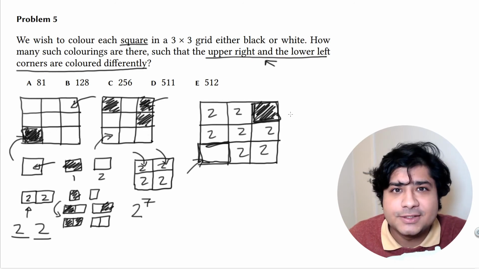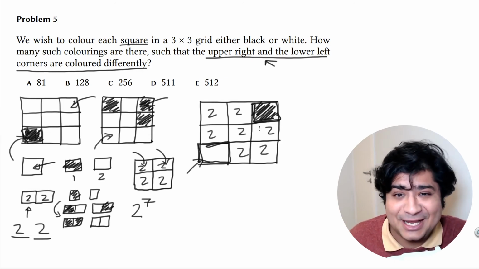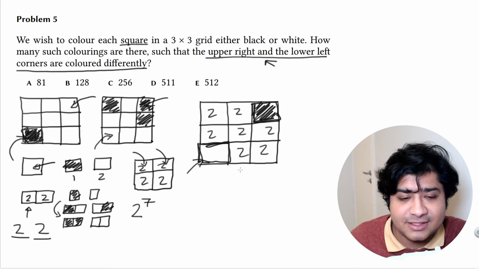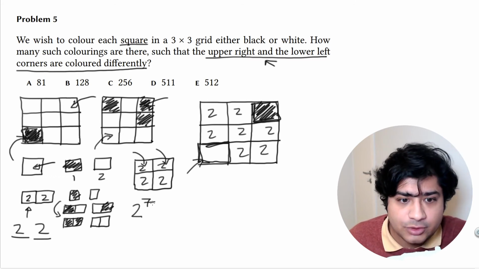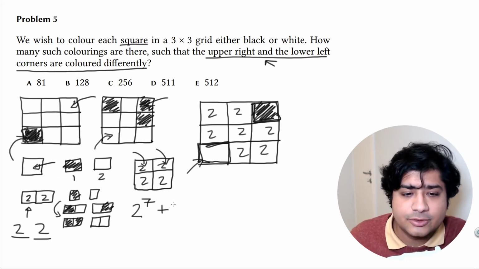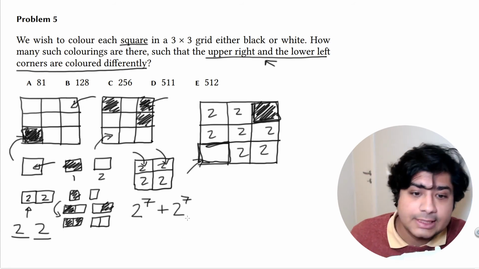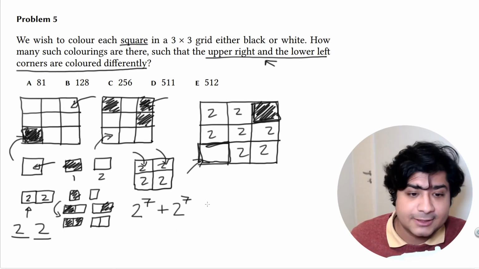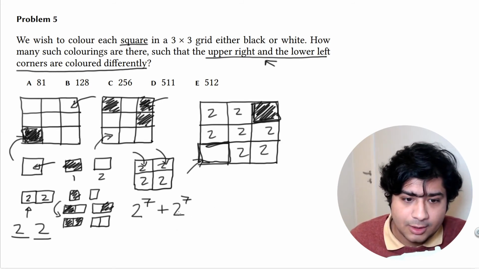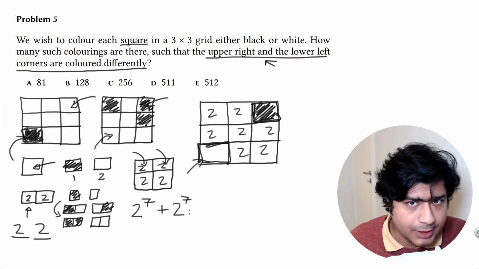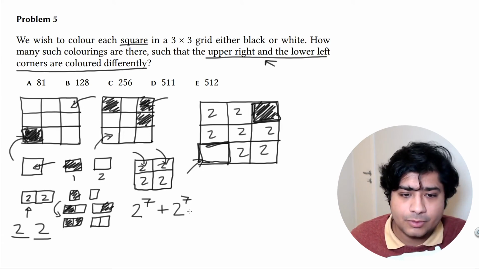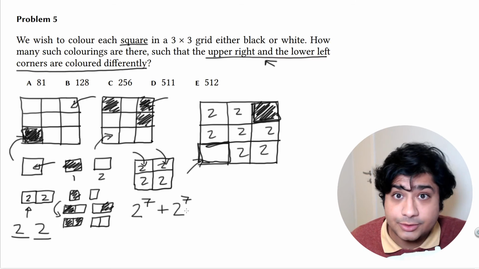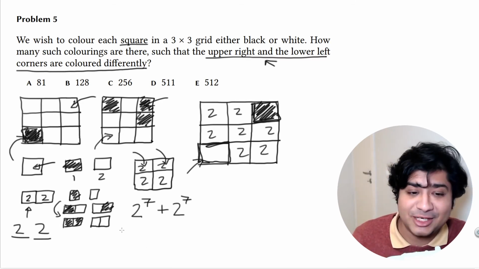Now, of course, for the other one, it's going to be exactly the same, right? Because we're just flipping this and the rest are the same. So we have 2 to the power of 7 plus 2 to the power of 7. So now we just need to calculate this. So what we can do here is figure out what 2 to the power of 7 is and just multiply it by 2, right?